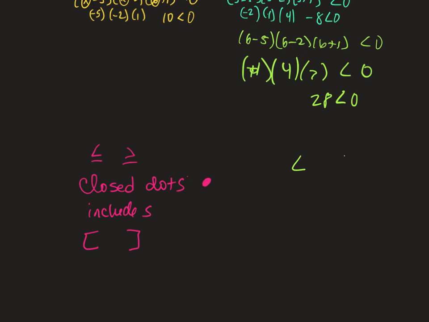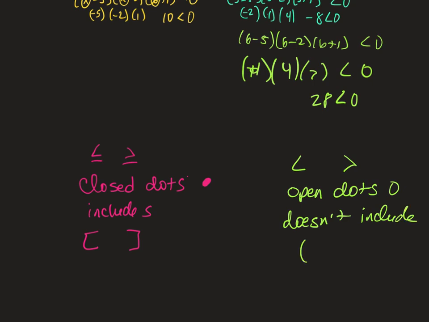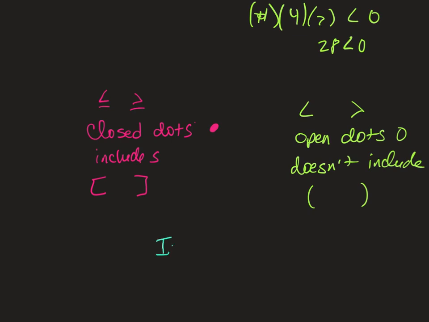If you have less than or greater than, it's going to be an open dot, or open dots. It doesn't include the number. And you're going to have parentheses on the numbers. Anytime you have infinity, negative or positive, it always has parentheses. So make sure you know that. Make sure you have that written down and in your brain.